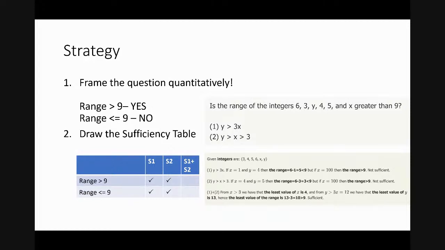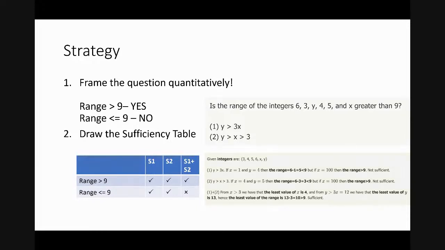So in that case, the smallest value of the range is 13 minus 3, which is 10. So that is greater than 9. So I can find support for this. And because that is the smallest value, I can't take anything less than that. Can I find a range that is less than or equal to 9? No. So only when you combine statements 1 and 2 together will I find sufficiency.